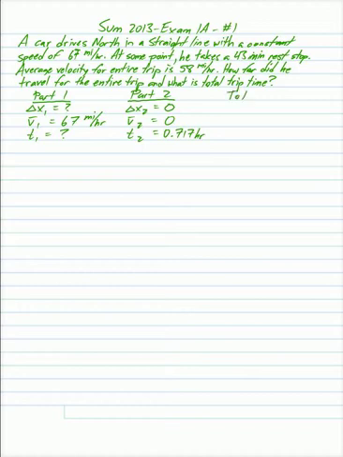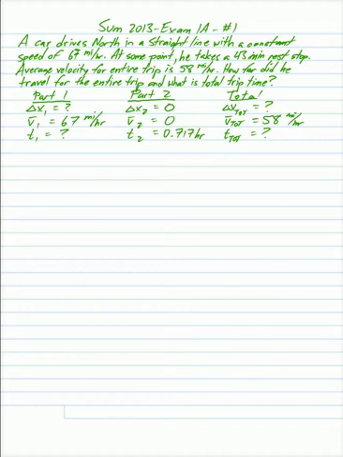And then we have the total trip, which we are looking for. We don't know delta x total. We know that v bar, the average velocity for the entire trip, is 58 miles per hour, and we don't know t total. Okay? So now that I've split it up, if you haven't gotten this far, this would be another good place to pause the video.